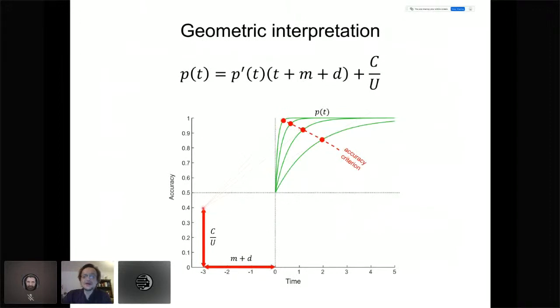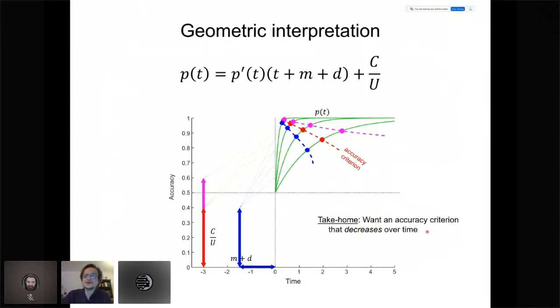Now, imagine we increase the cost of the movement, so it's more costly to make the movement. Well, now you're going to get this accuracy criterion. You should be a little bit more conservative if the cost is higher, obviously. If the time taken before you can try again is shorter, well, now it'll give you this solution. This is your accuracy criterion. You should be hastier. You should be more willing to take a guess. And that makes sense.